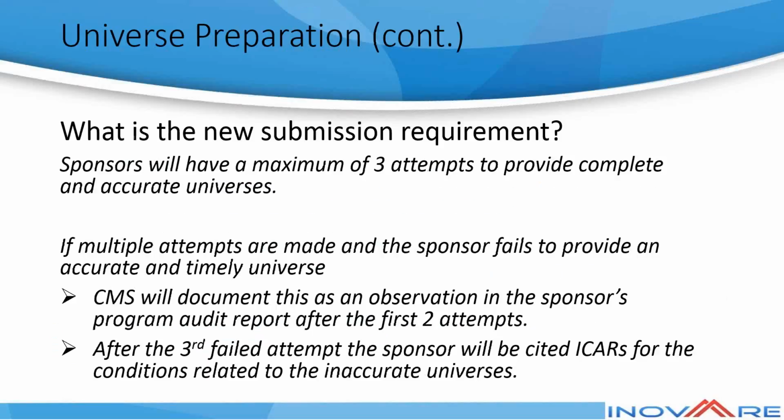With the new submission requirements, sponsors will have a maximum of 3 attempts to provide a complete and accurate universe, whether these attempts all occur prior to the entrance conference or include submissions prior to and after the entrance conference takes place. However, 3 attempts may not always be feasible depending on when the data issues are identified. If multiple attempts are made, CMS will always use the last universe submitted.